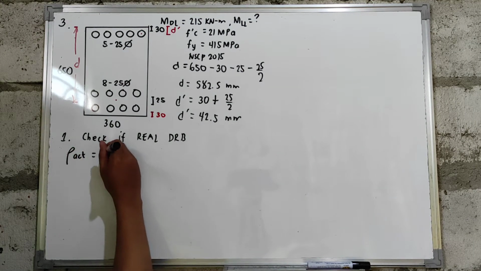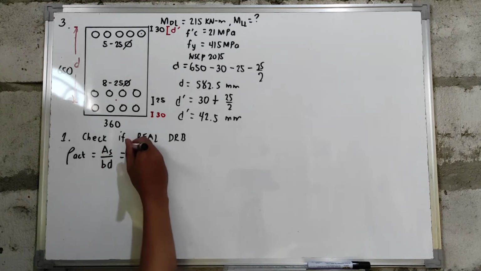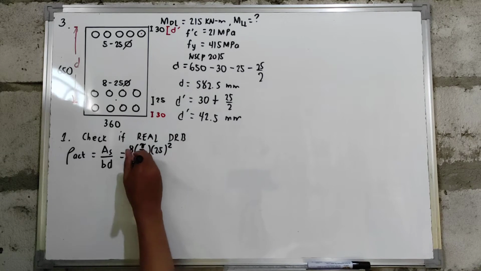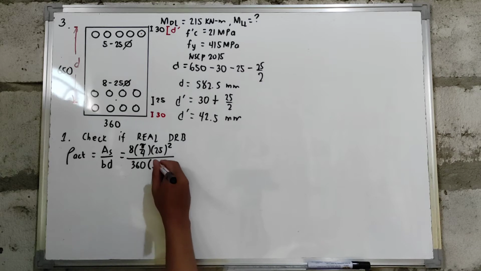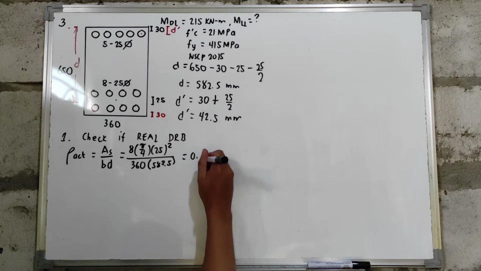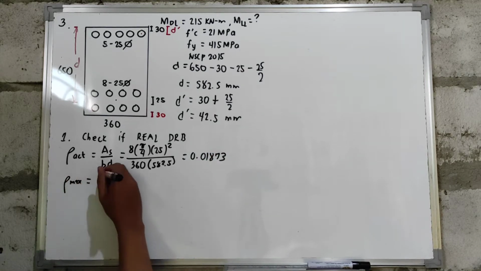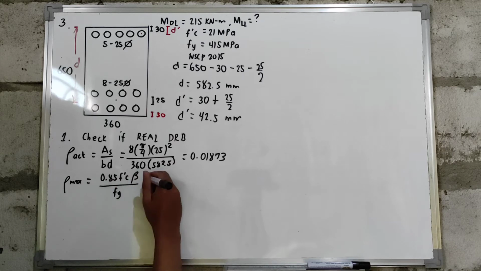So, rho actual, that is As over bd o yung steel reinforcement ratio natin. So, meron tayong 6 na piraso ng 25 mm na diameter over yung base natin na 360 over the effective depth na 582.5. So, you will have a value which is equal to 0.01873. And yung rho max naman natin, using the formula 0.85 f'c beta over Fy multiplied by 3 over 7.